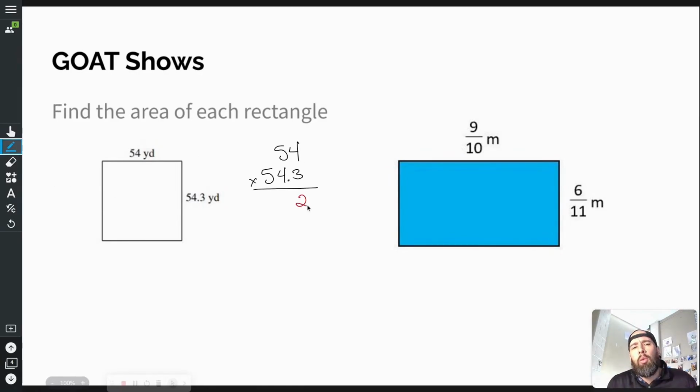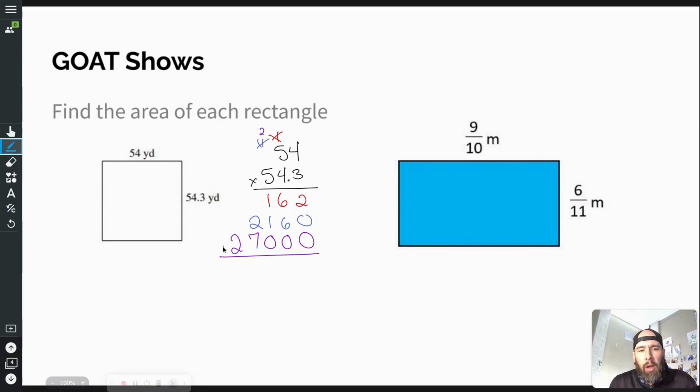3 times 4 is 12. Carry the 1. 3 times 5 is 15. 15 plus 1 is 16. All right. I don't need that 1 anymore. Let's do a different color. Drop down to 0. 4 times 4 is 16. Carry the 1. 4 times 5 is 20. 20 plus that 1 is 21. Don't need that 1 anymore. 2 zeros. 5 times 4 is 20. Carry the 2. 5 times 5 is 25. 25 plus 2 is 27.